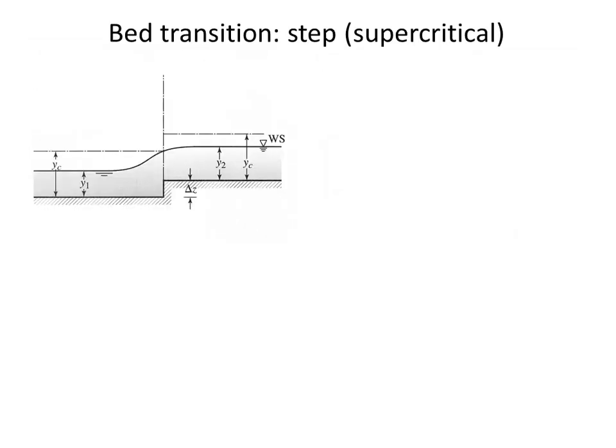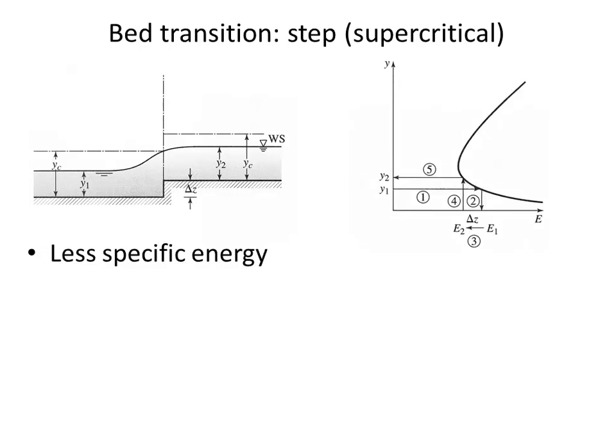If it's supercritical conditions, then what happens with the step up, if we just consider things on the specific energy diagram, is we start at Y1 and go over. The step up means that we're losing specific energy. We get to the left on the diagram, go back up, and it's going to be deeper. So the depth at 2 after the step up will be deeper than the depth at 1.